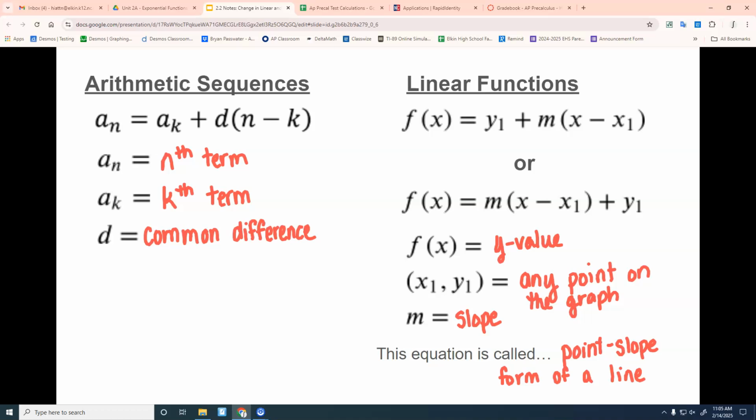This one is called point slope because to use it, you need any point on the graph and the slope for that. And then, the x is just your x value, right? Yeah, x is just your x value in that case. So it does not get replaced.